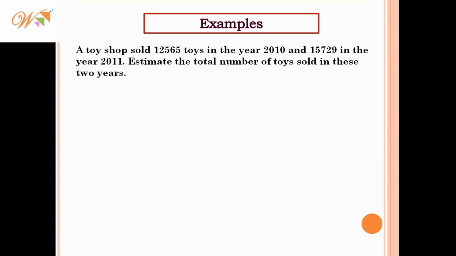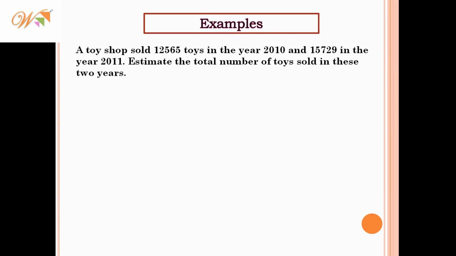Let's take one more example. A toy shop sold 12,565 toys in the year 2010 and 15,729 in the year 2011. Estimate the total number of toys sold in 2 years. Now, if we have to find the actual answer, definitely we will add, which might take us a few seconds. Now, these are two big numbers. We might need a paper also. Correct. So, if I have just a few seconds, instead of doing the whole calculation, we'll take the estimated amount.